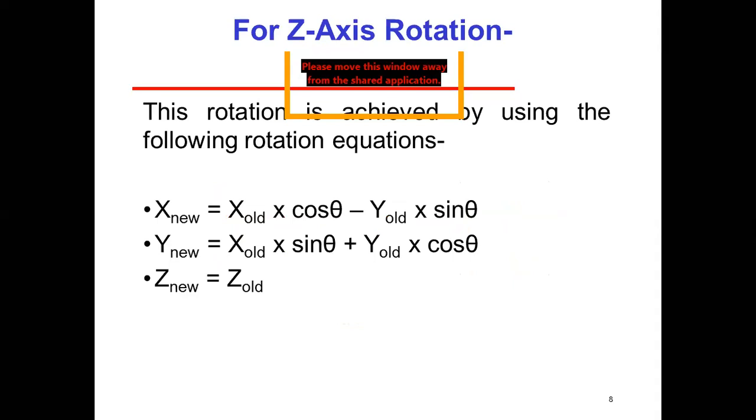Now again we can see the z axis rotation. This rotation is achieved by using the following rotation equation. As I told you, if we are going to rotate our object about the z axis, then this one will not change, this will not alter. Z new is equal to z old, you can see here. And we can calculate x new and y new values by using these formulas: x old cos theta minus y old sin theta. Similarly, y new is equal to x old sin theta plus y old cos theta.